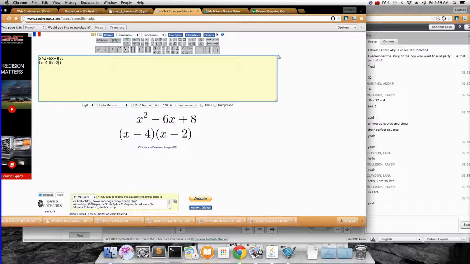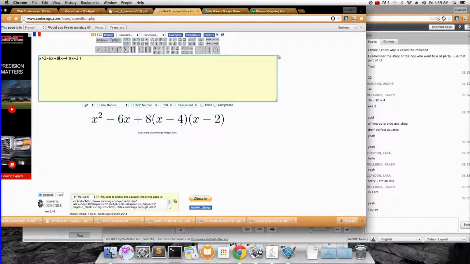Right? If you don't believe me, FOIL this thing and you'll find that it's the same. Actually, you know what I should do is I should just put a straight up equal sign because that's what it is. It's equals. Right. That's the same thing.